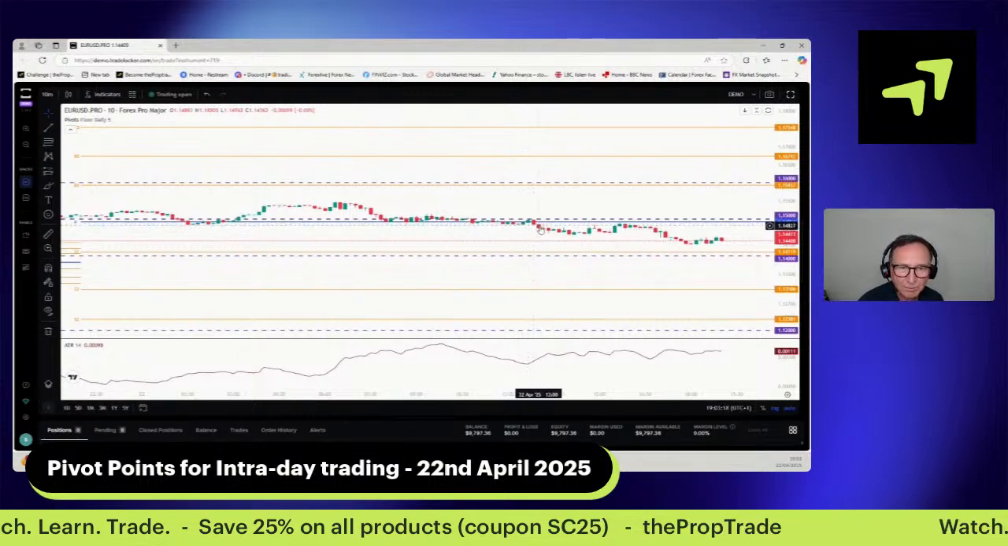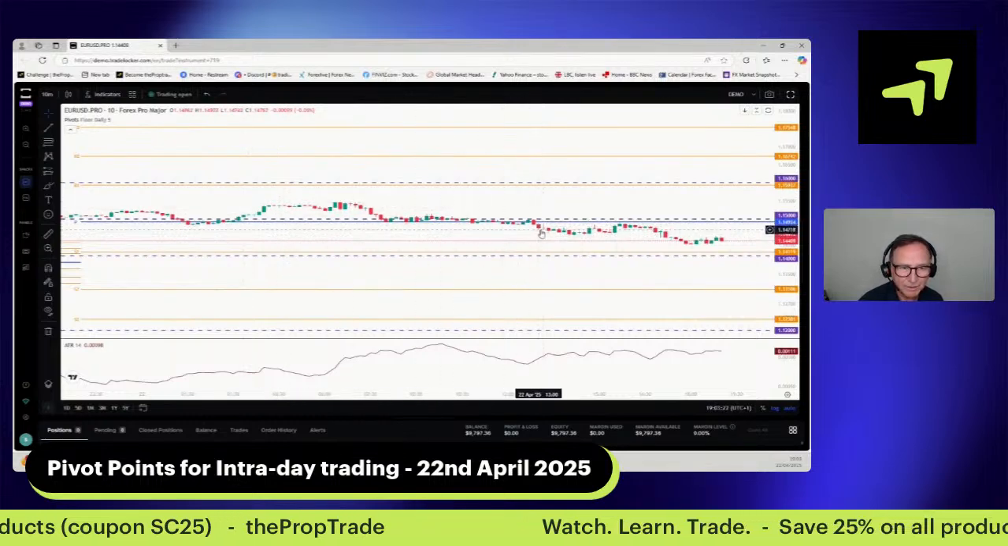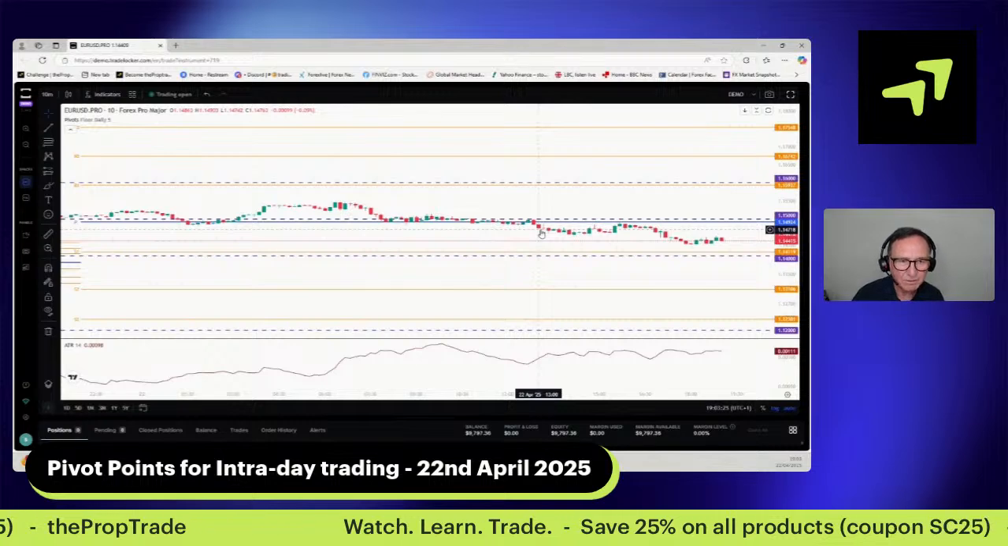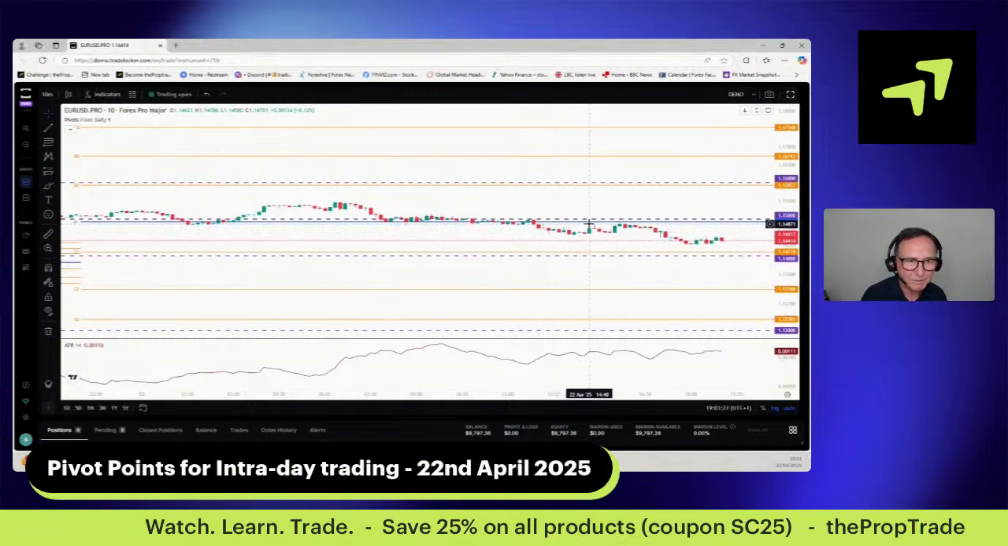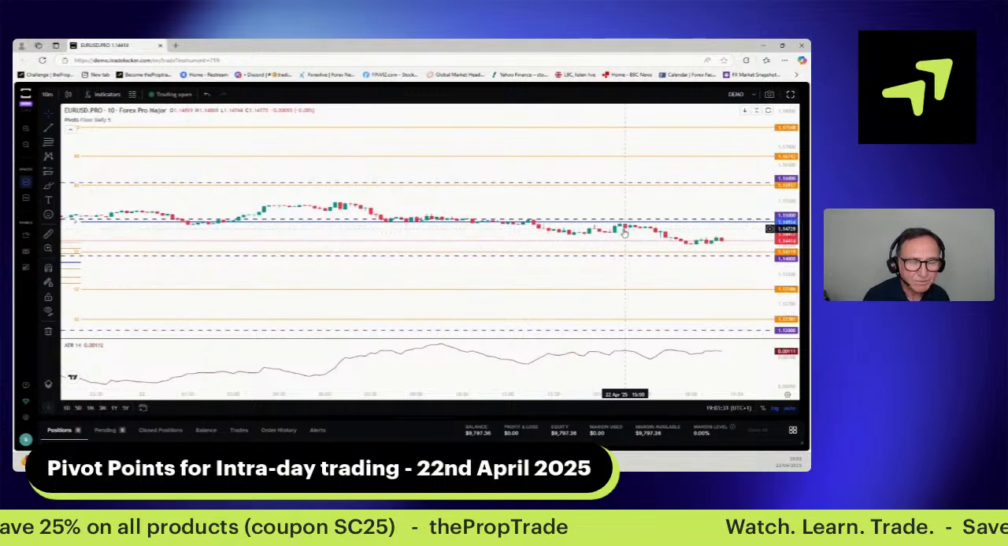That one there. Then we break away, a bit like we got here, the breakaway. So that would have been short there, here at 1 o'clock this afternoon. As I said, we moved down. My stop loss would have been up here. We've touched the pivot, but we've moved lower, so I'd have added there.